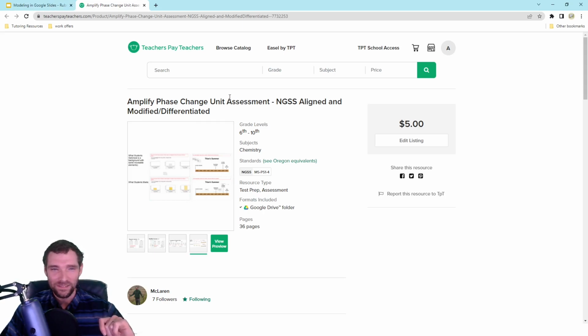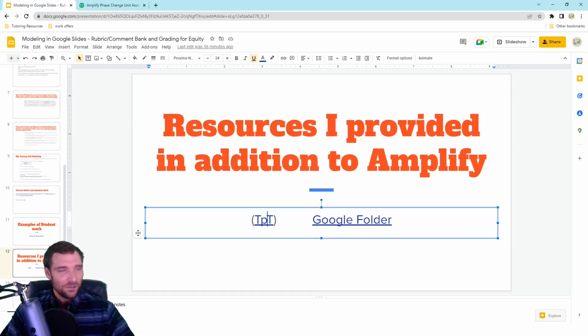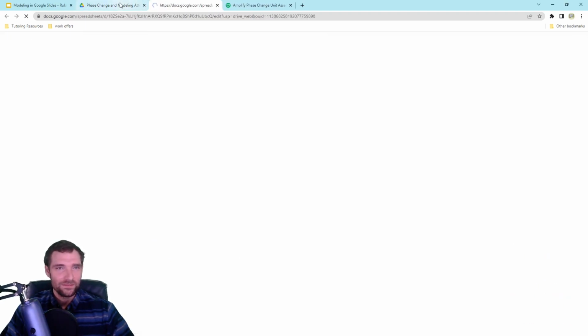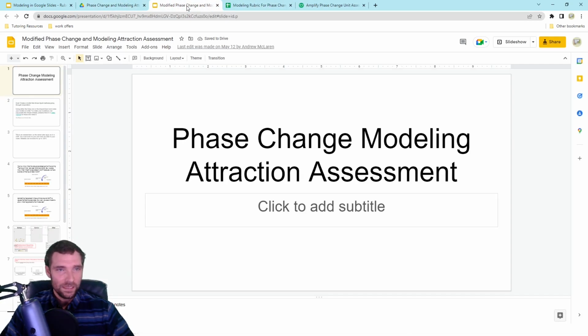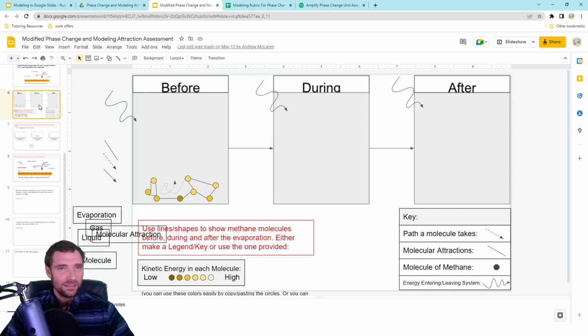There's also a modified version that I had made. I don't think I showed that in here. I don't know why. Let me show you real quick. Okay, this is what you get with Teachers Pay Teachers. You get the rubric, like the rubric that I was showing you earlier with some of my comments. You get the assessment, like the regular version, I think. Oh no, this is the modified version.